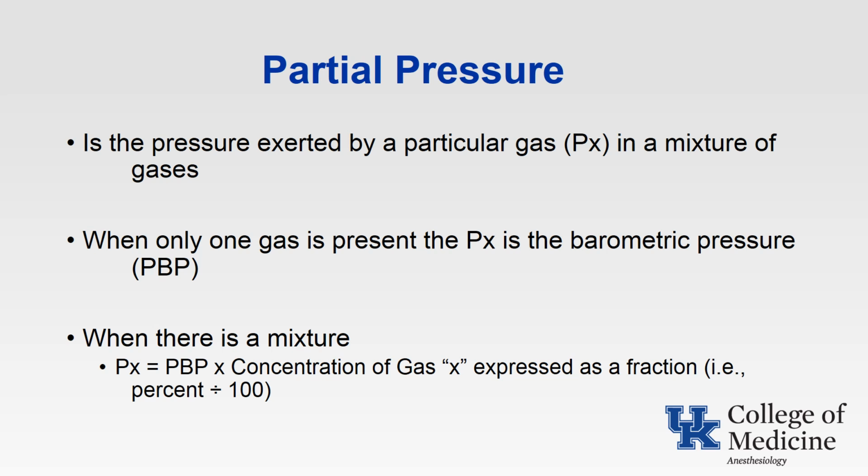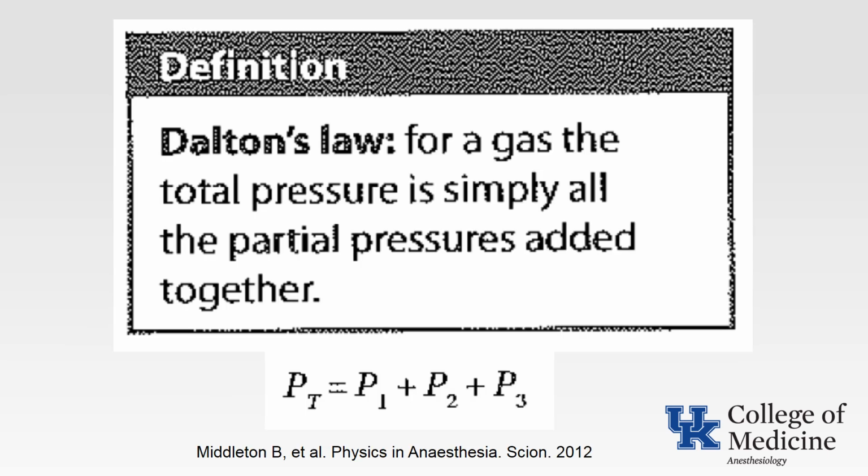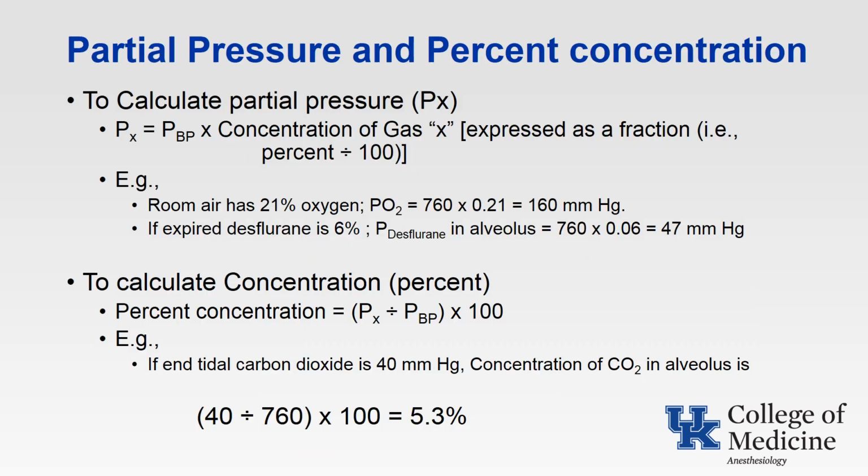Partial pressure is the pressure exerted by a particular gas in a mixture of gases. When only one gas is present, the pressure is the barometric pressure. When there is a mixture, the pressure equals the sum of the partial pressures of each of the gases. This is given by the percent of each gas times the total pressure. Again, this is Dalton's law, which says the total pressure is the sum of the partial pressures.